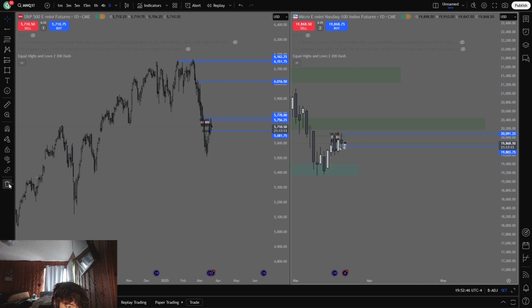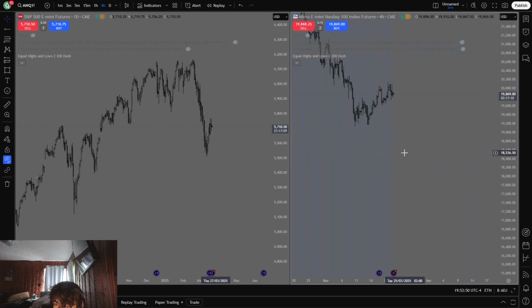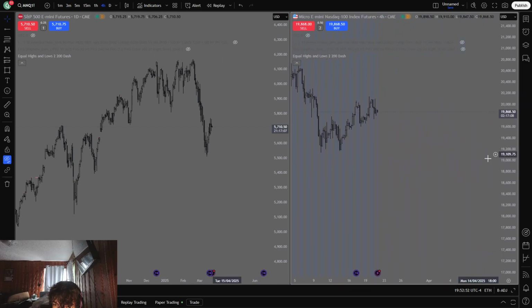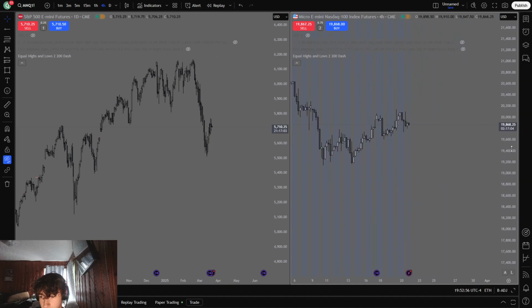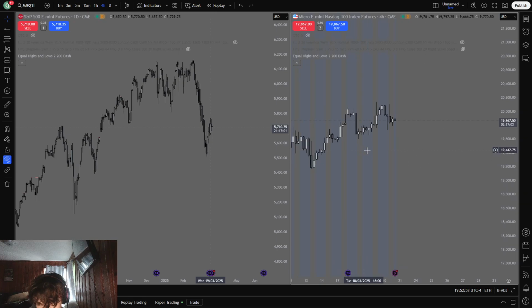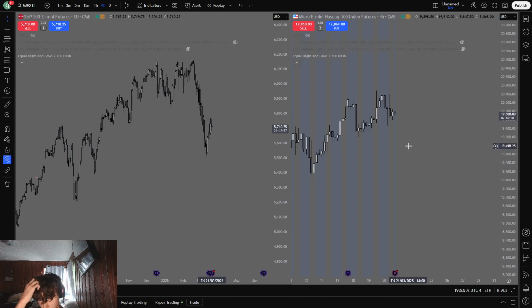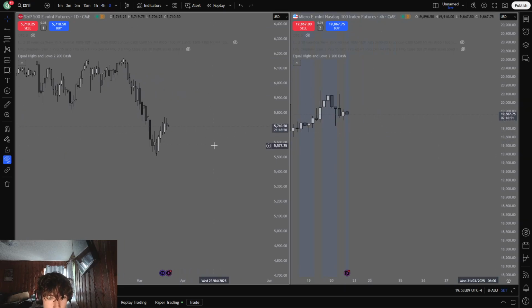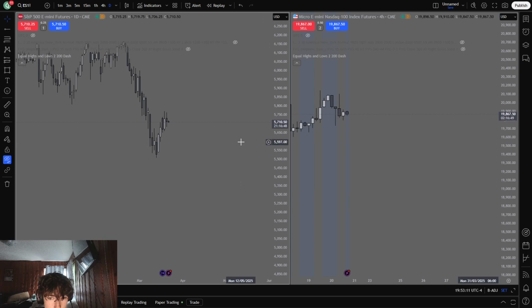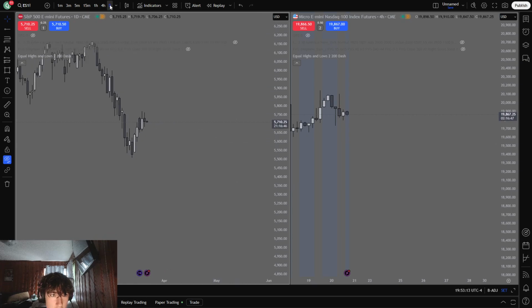Let's go down to the, so let's look at the 4 hour now. We retrace back into bullish Ferrari gap. Wait, let's go down to the, we're on the 4 hour on the yes. No, we're not.